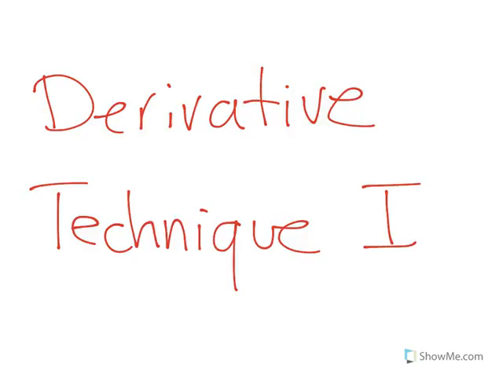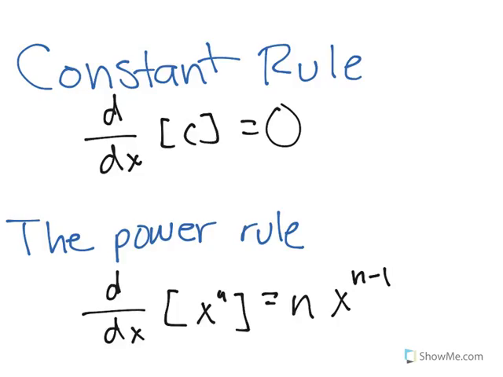So this is the first video on techniques for finding derivatives. This is very exciting. This is what calculus is all about. These are our first two techniques, our first two rules. And we have that the derivative of a constant is 0. Oh, what a surprise, right?